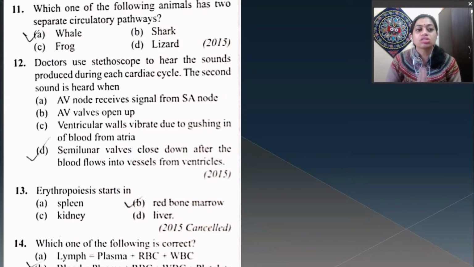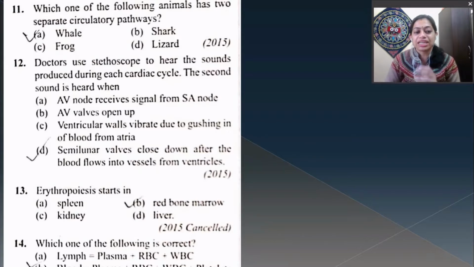Next is, doctors use a stethoscope to hear the sound produced during each cardiac cycle. So the second sound is heard when the semilunar valve closes after the blood flows into the vessels from the ventricle, that is dub. OK, so this is the sound of the semilunar valve closing, so the right option will be D.